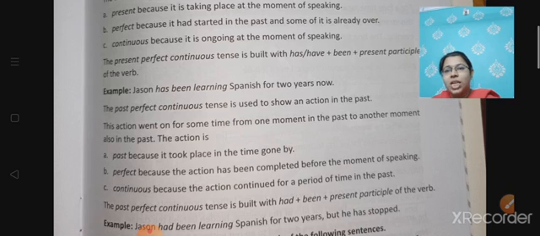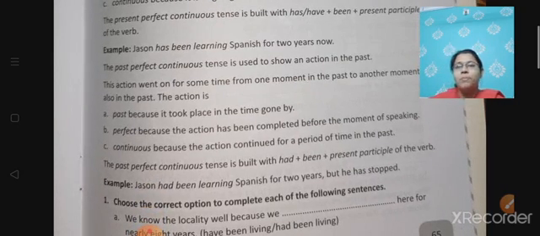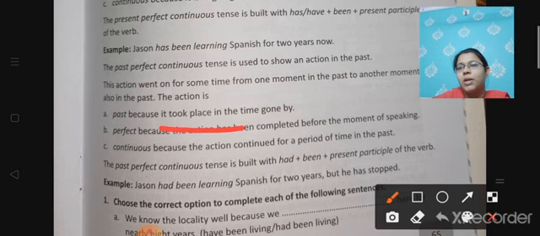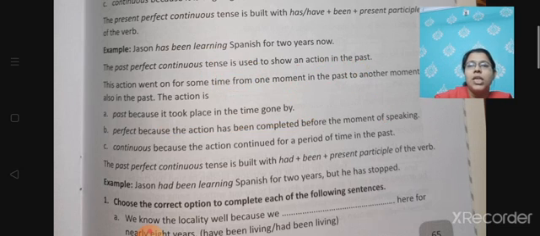It went on some time from one moment in past to another moment. मतलब पास्ट में एक एक्शन हुई है जो एक मोमेंट पर स्टार्ट हुई और दूसरे मोमेंट पर ख़त्म हो गई. ठीक है, मतलब स्टार्ट होना और ख़त्म होना पास्ट में ही हो चुका है. So we use past perfect continuous tense. उसमें हम पास्ट टेंस सबसे पहले because it took place in the time gone by, that means the time which is over. Okay, we are talking about the action which happened in past, and it is taking place in the past.